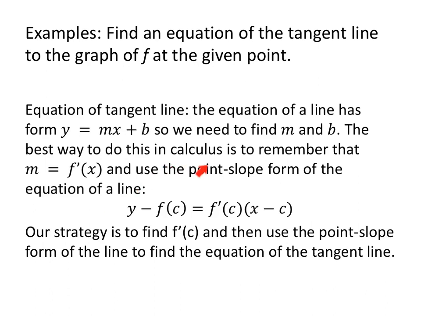The best way to do this in calculus is to remember that slope is the derivative, and then use the point-slope form of the equation of a line. Our strategy is to find f prime of c, and then use the point-slope form with our given x value and our given y value to find the equation of the tangent line.